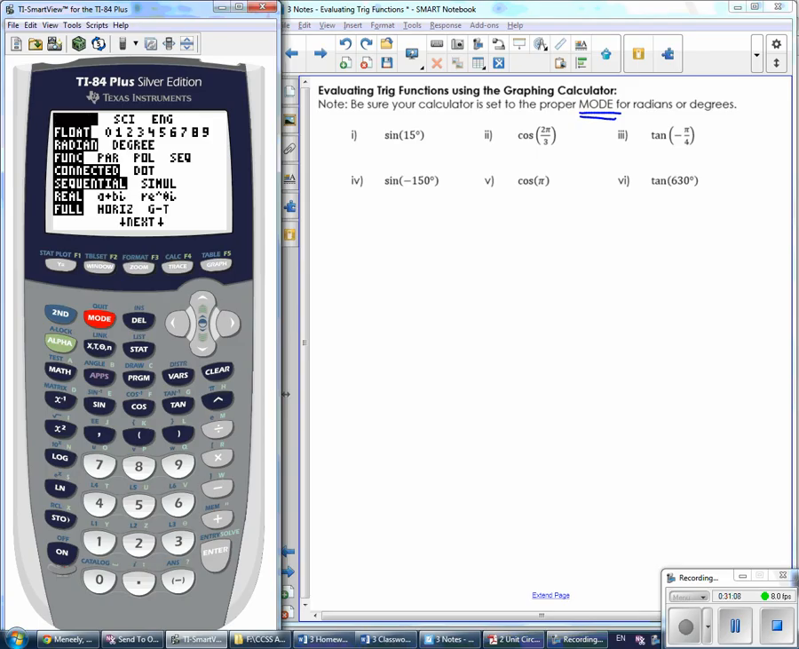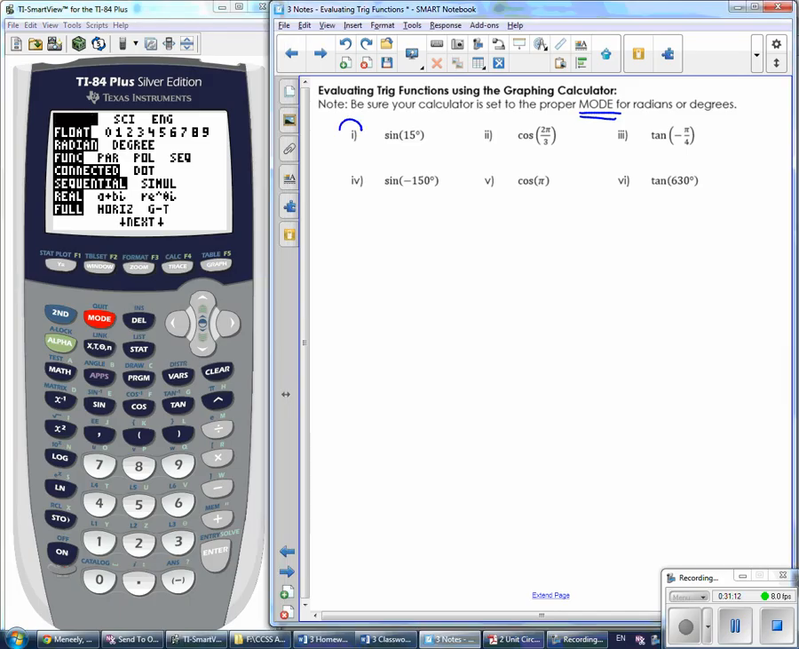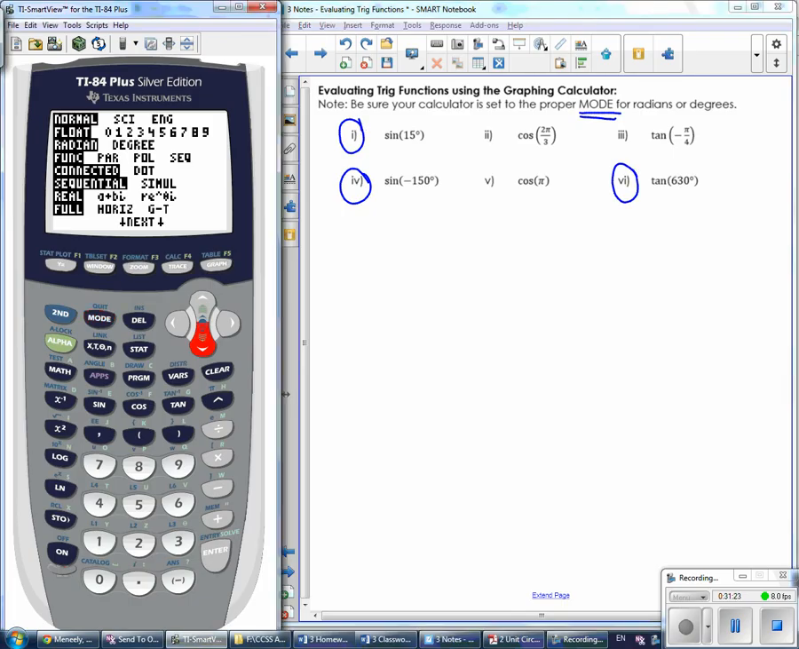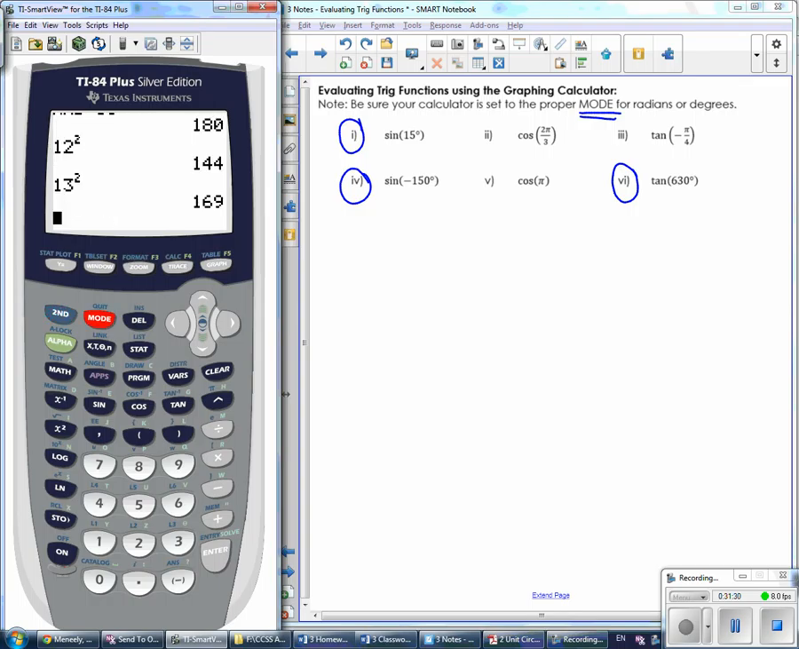So if I want to start with the degrees first, let's circle all the problems that involve degrees. So that would be number 1, number 4, and then this last one, number 6. And so if I want to do those first, I'm going to scoot down to where that line is, highlight degree, and press enter. And now my calculator is in degree mode. If you hit second and quit, now you can evaluate these 3 functions.